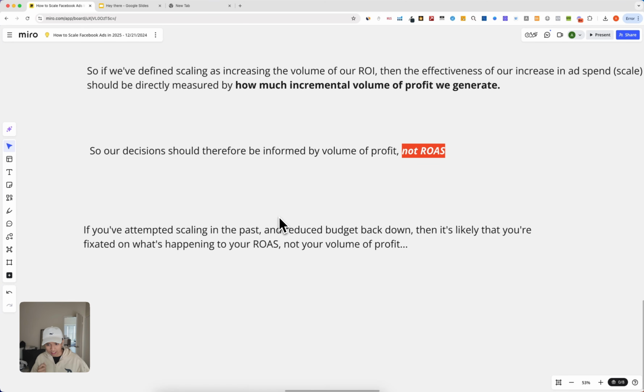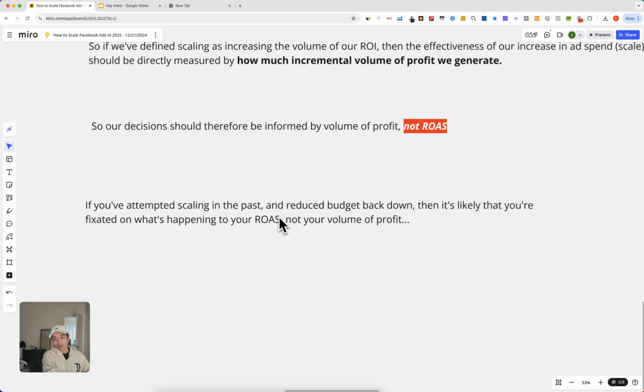ad spend. And if you've attempted scaling in the past and reduced your budget back down because you're not hitting a certain ROAS target, I promise you, it's likely that you're fixated on what's happening to your ROAS and not your volume of profit, because volume is ultimately what you can scale. You can scale to a volume target because a volume target says, I need this many customers or I need this much revenue, right? You can't scale a ROAS figure. And I'll show you what I mean in a second here.